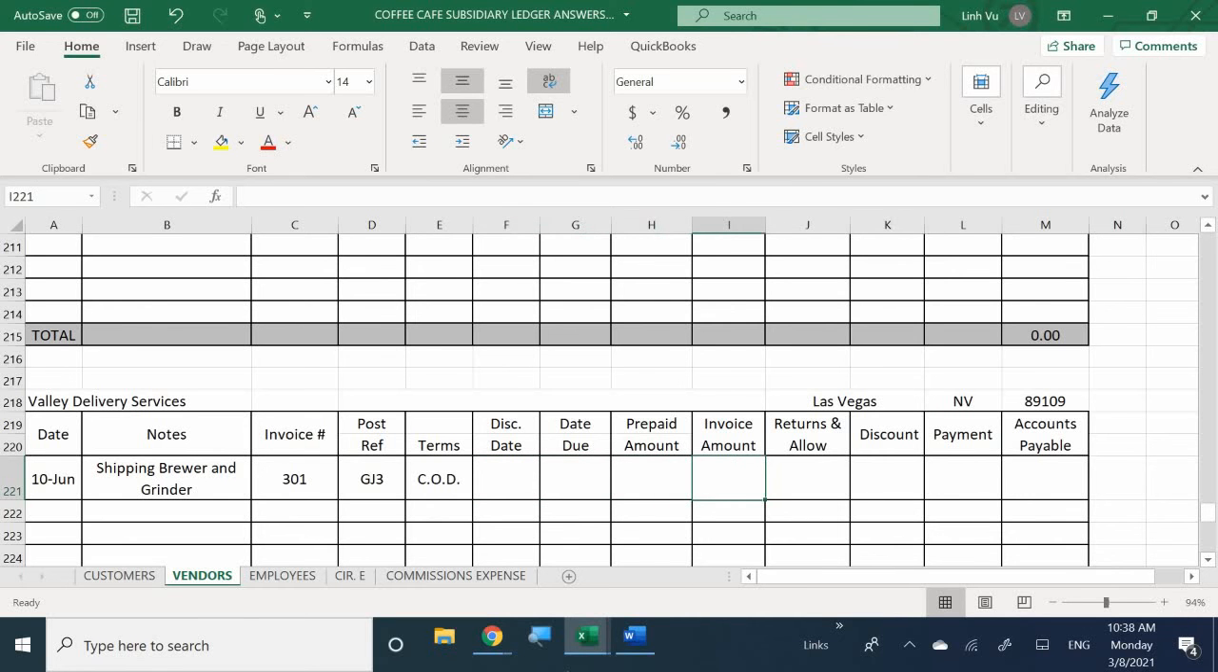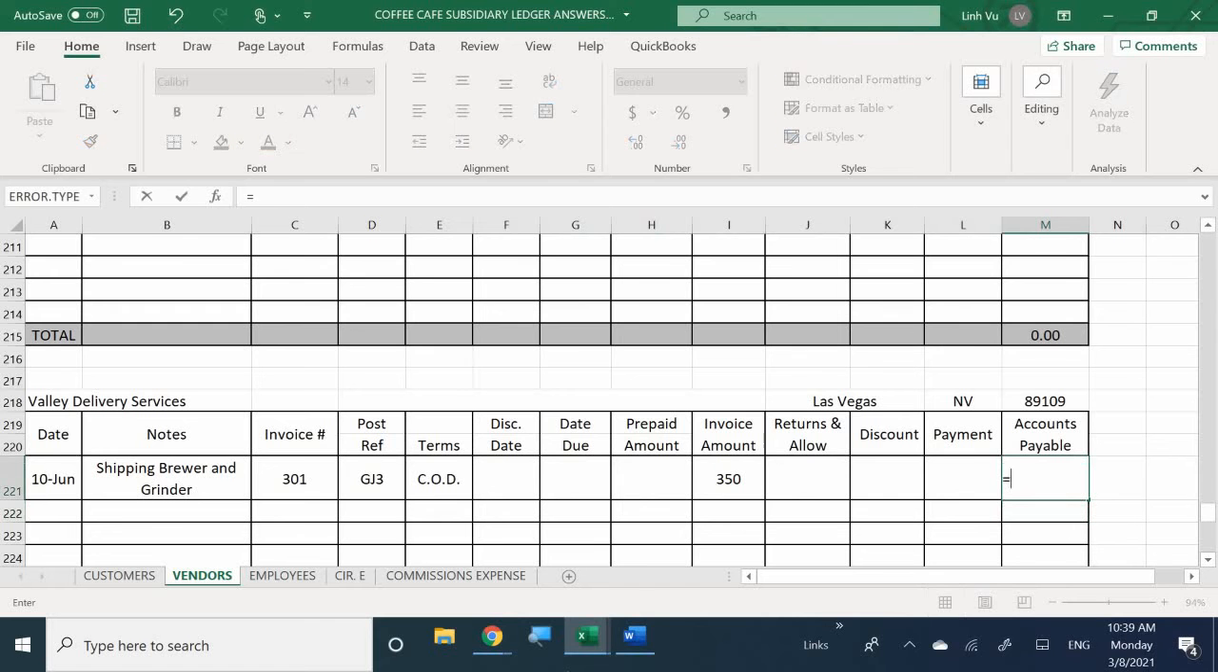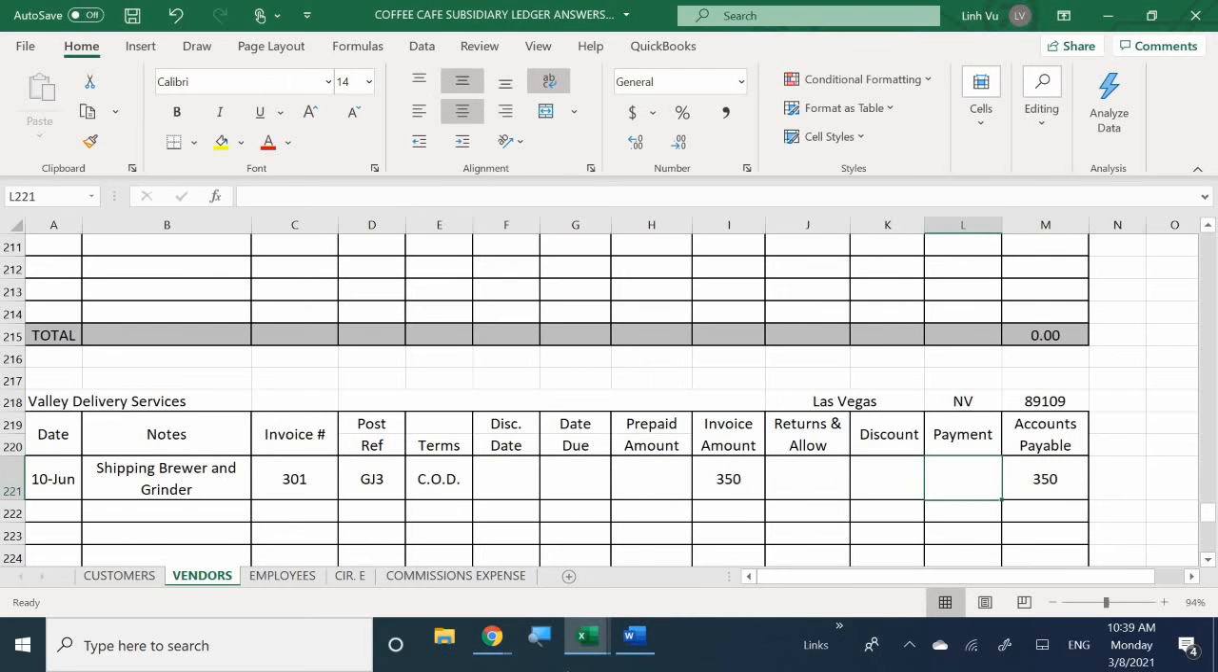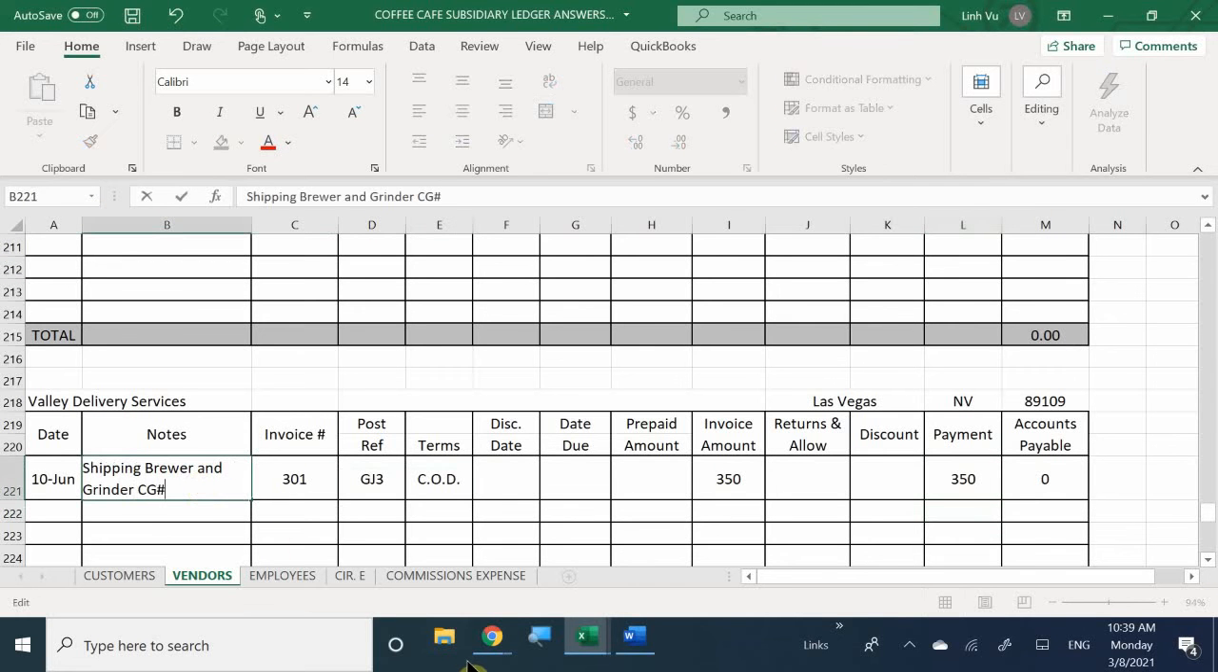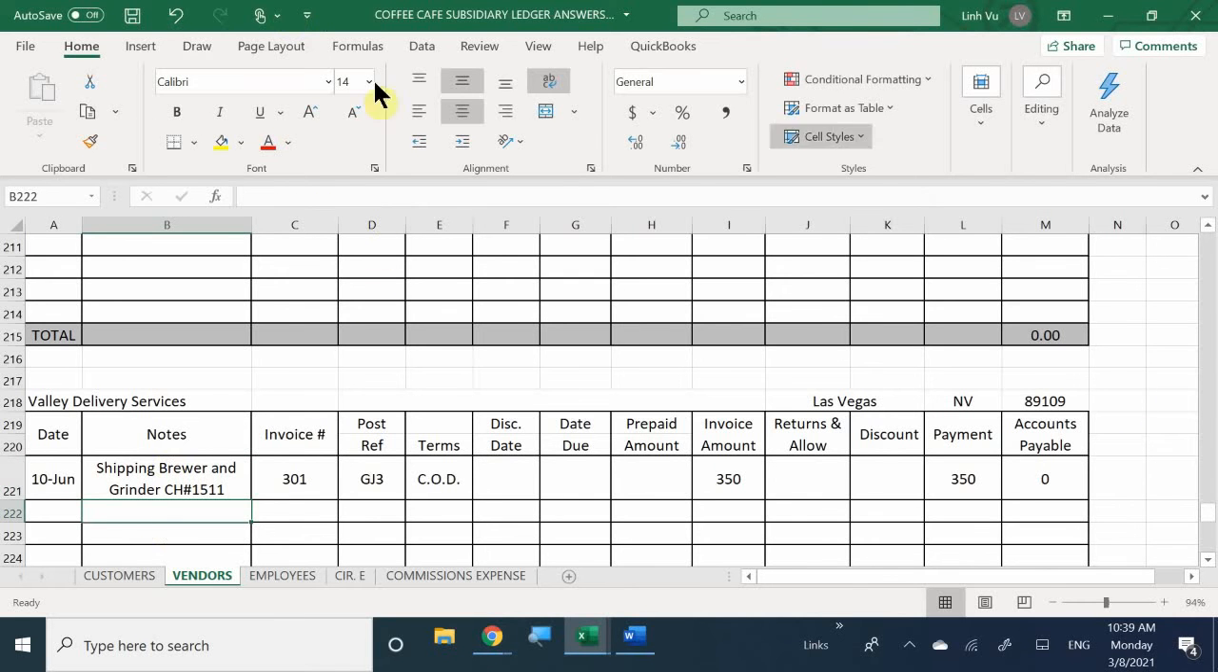same day. So again, the invoice amount is going to be for $350, and for the accounts payable, the formula is invoice minus prepaid minus returns minus discounts minus any payments. So in this case, I made a payment because I wrote a check, which I didn't write in there, so $350. Okay, so here I also wrote a check number 1511, and here it is for $350.